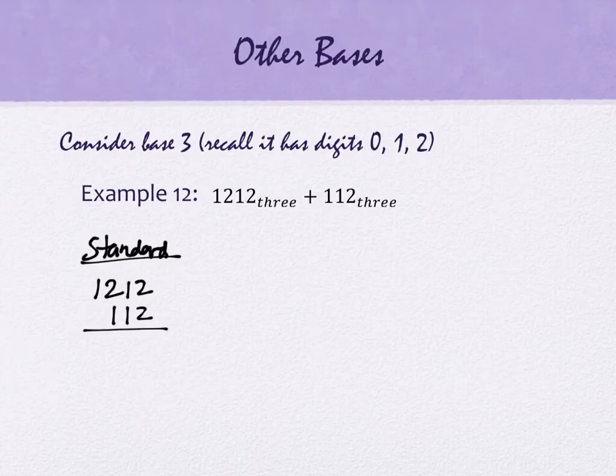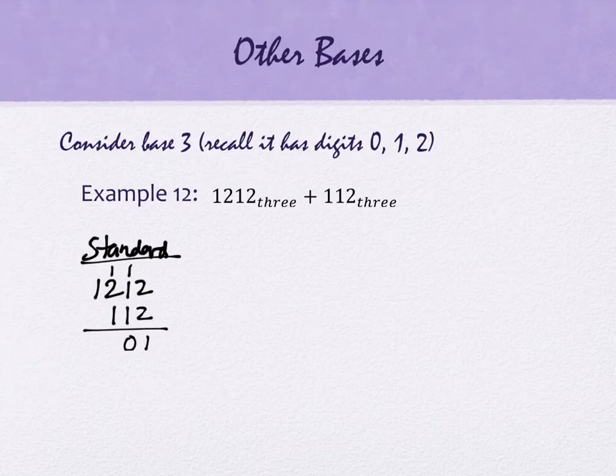So the standard algorithm, I start on the right-hand side. I have 2 plus 2 is 4. How many 3s is that? 1 3. So I'll regroup the 1 3. And how many left over? 1 left over. The 3s column, I have 1 plus 1 plus 1. That is 3. How many 3s is that? 1 3. And how many left over?